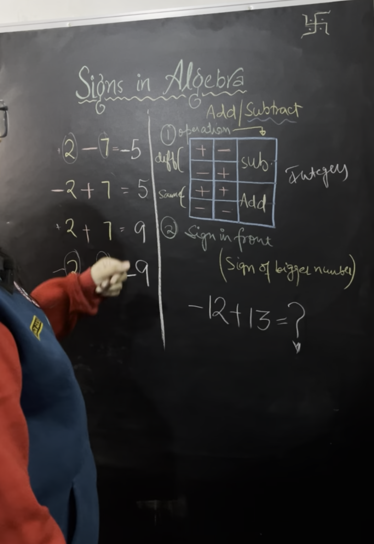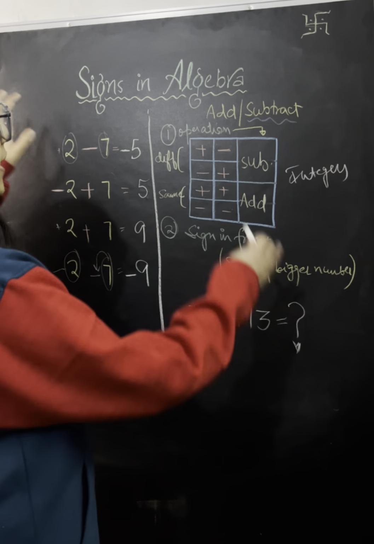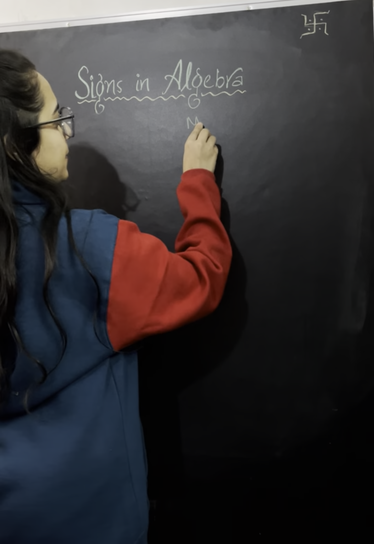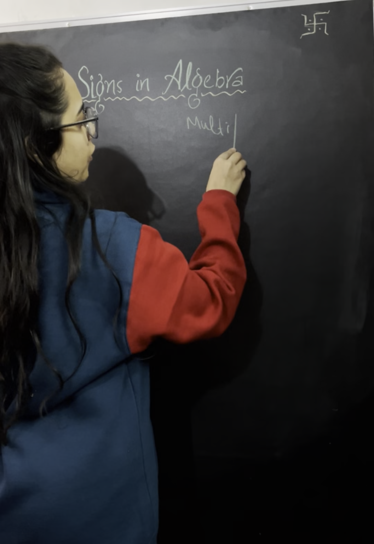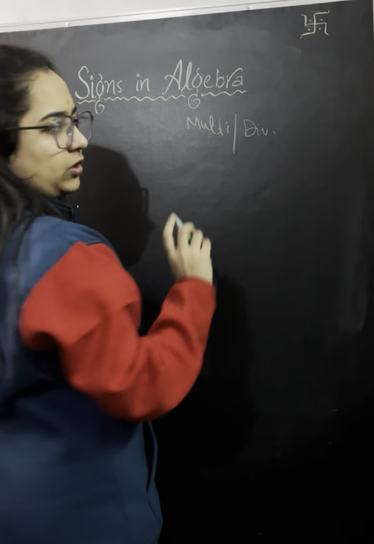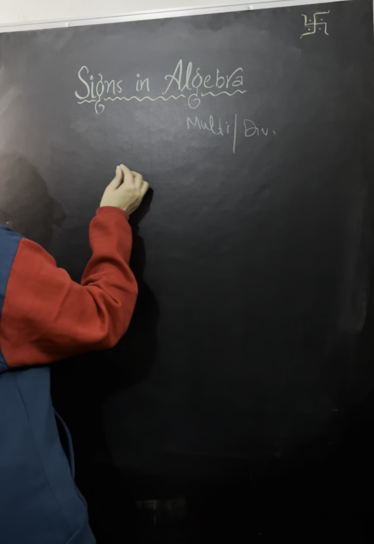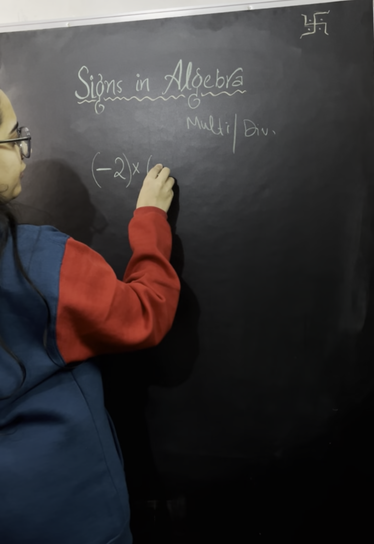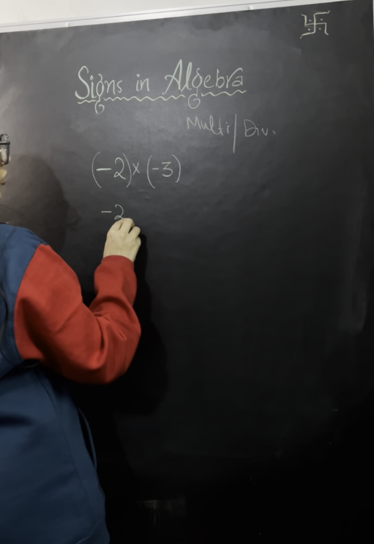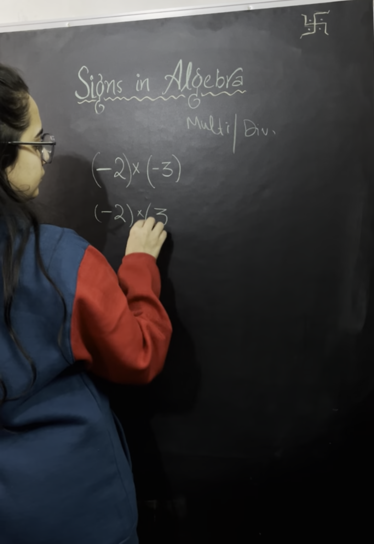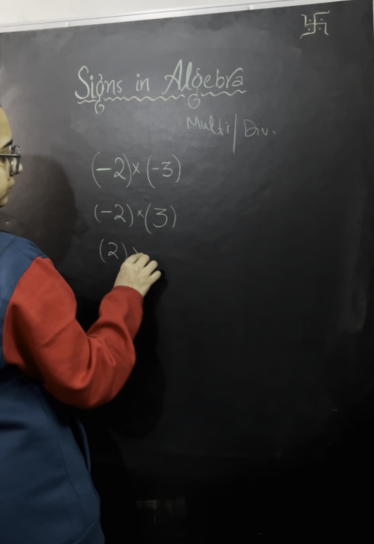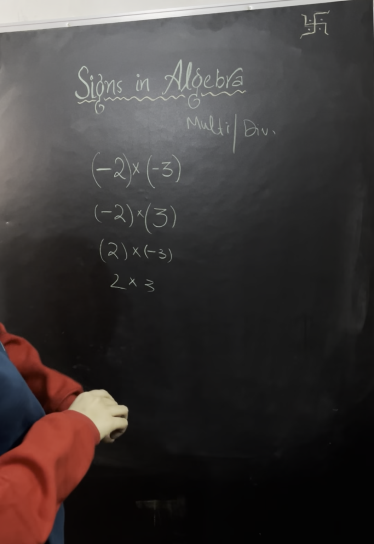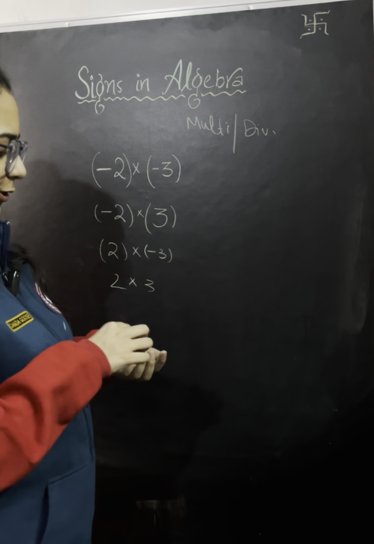Okay. Now, next thing, we just did add and subtract. Now we're going to do multiplication. So now we are going to try multiplication of integers and division. Okay. Now, what do you mean by multiplication? Negative 2 times negative 3. Negative 2 times positive 3. 2 times negative 3. And 2 times 3. Right? Any other sign? If you know what to do.